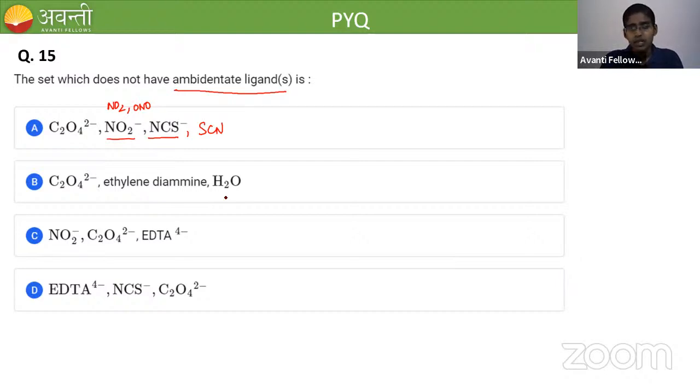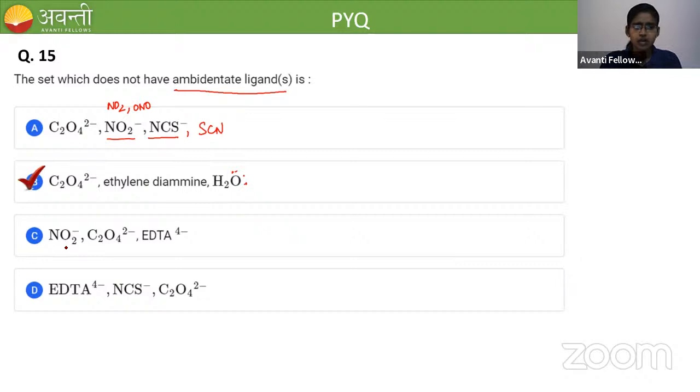Oxalate is not an ambidentate ligand. Ethylene diamine is also not ambidentate because nitrogen is the only donating site there. Okay. And in water also there is only one donor site, which is oxygen. So option B doesn't contain ambidentate ligands. So that is the correct answer for this. Let's check with C and D also.